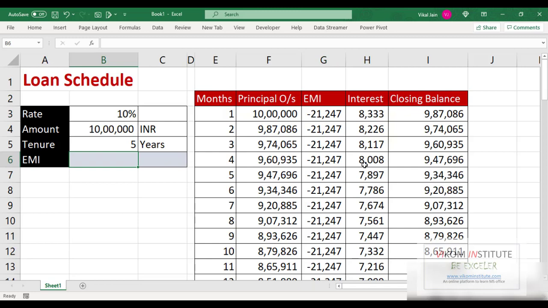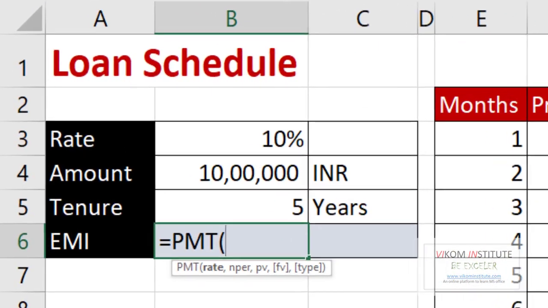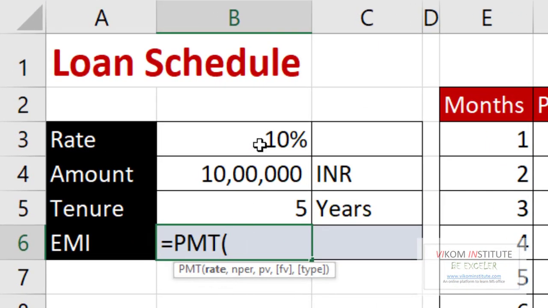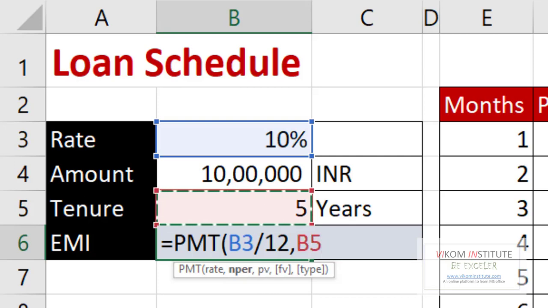So let's proceed. For calculation of EMI, we need to use the PMT function here, and PMT has the following arguments: rate. So my rate is this. Since my loan is monthly payable, I am dividing my rate by 12, comma. Now it is asking for the number of periods. The number of periods would be 5 years, and again I am multiplying this by 12 because we have monthly payment, and the total installments would be 60, comma.